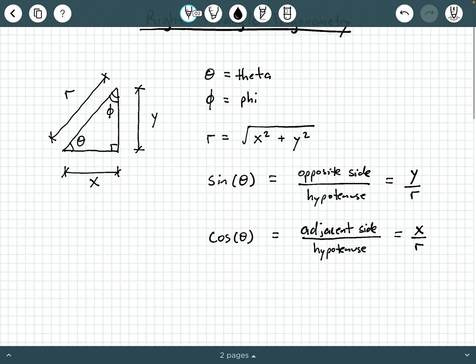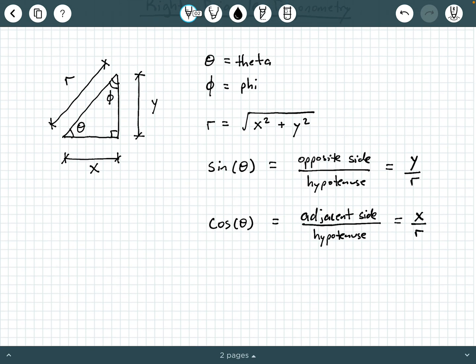Now, let's look at our third definition in right triangle trigonometry, and that's going to be what's called tangent. So we abbreviate tangent as TAN, and we have the tangent of angle theta. And it turns out that the tangent of an angle within a right triangle is equal to the opposite side divided by the adjacent side. So we can write this as opposite side divided by adjacent side.